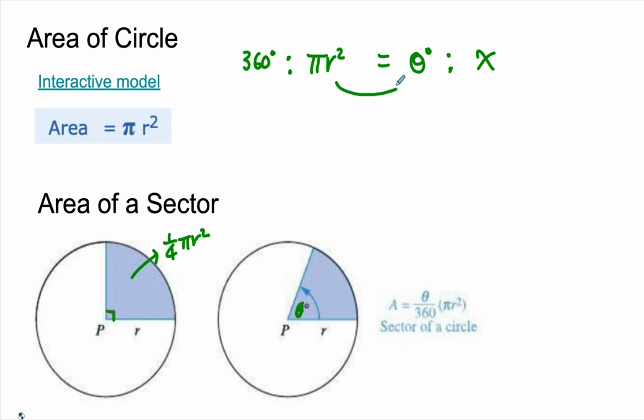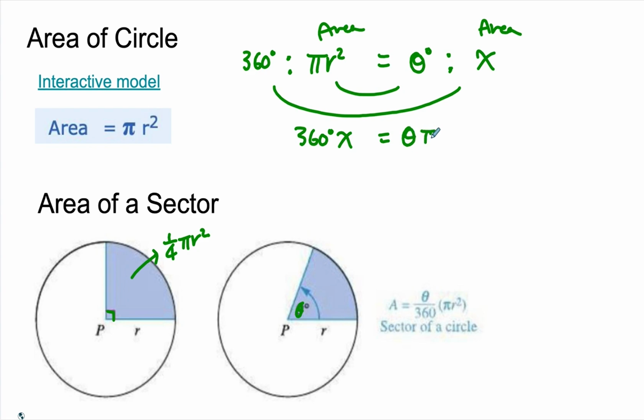We can do a similar proportion equation here. So inner and outer, and I have 360 degrees times x as the area. This is the area of a circle, right? This is the area of a sector. Inside, I have pi r squared times theta. So theta times pi r squared, or pi r squared times theta.